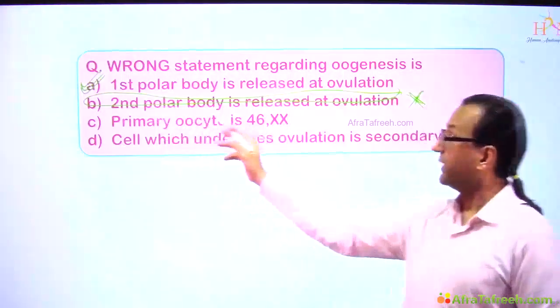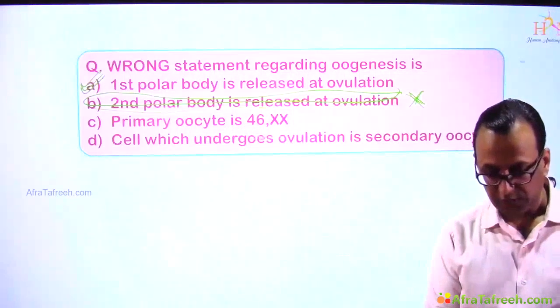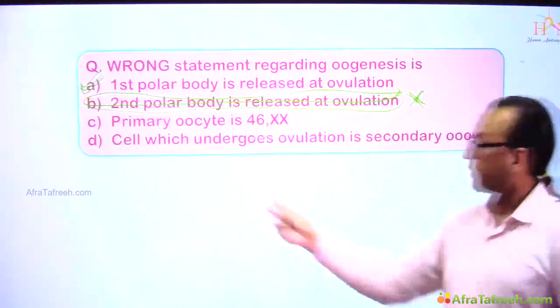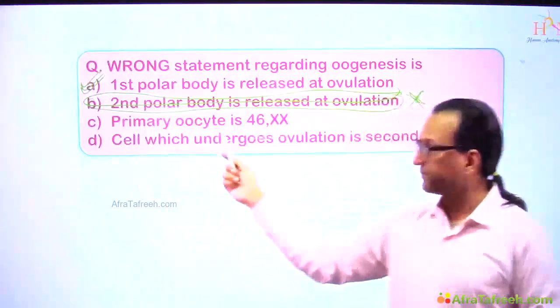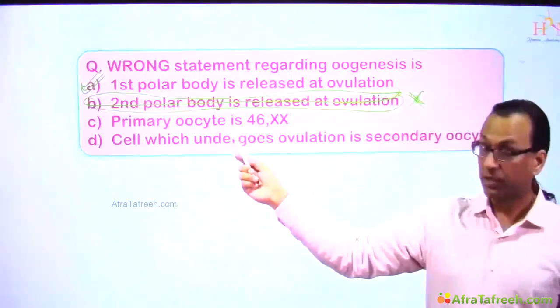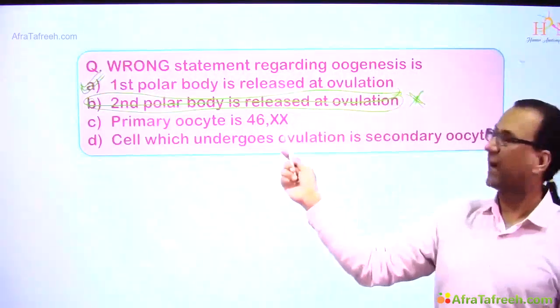Because the second polar body is released after fertilization, so this is going to be wrong. What about the primary oocyte? Is it a diploid cell? Yes, it is a diploid cell and it is the largest cell and it is 46XX because the female, you are talking about oogenesis, so XX.